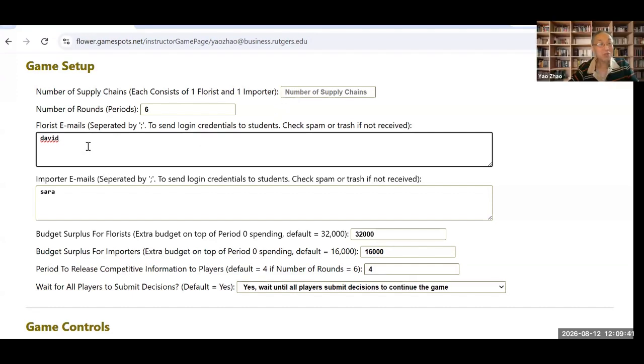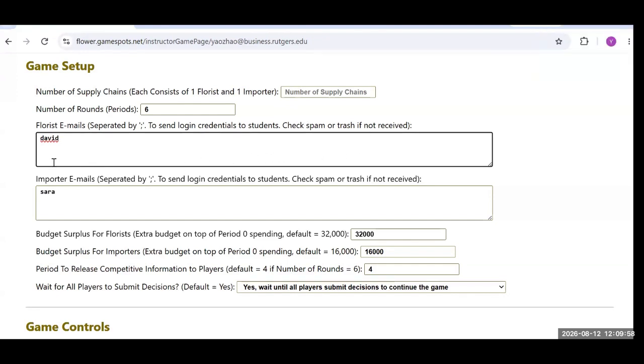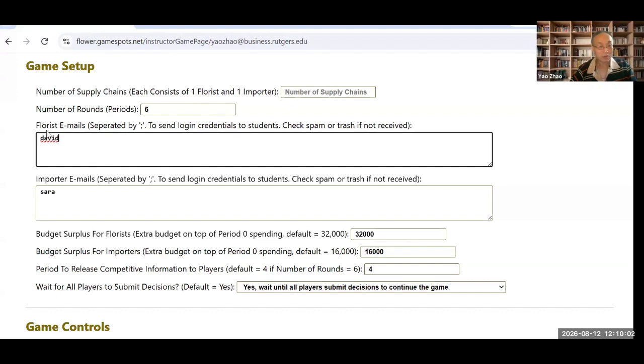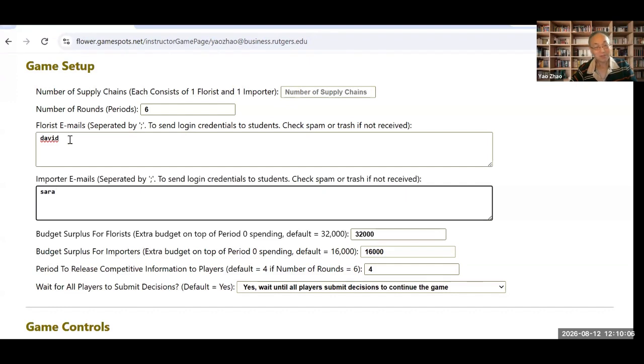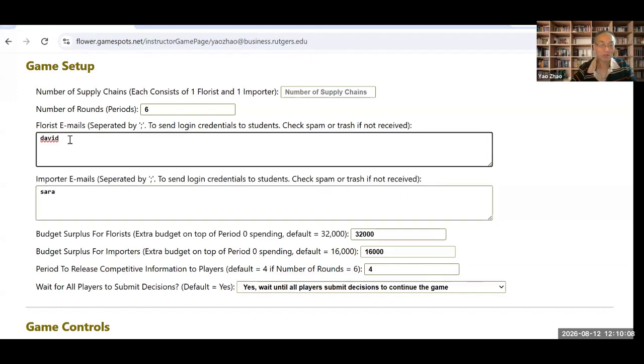Yeah, because in each supply chain, you need the customer and the supplier, right? So you need an even number of student teams. Half of the student teams will play importers, half of the student teams will play the florist. And the sequence determines who supplies whom. The first florist will be the customer of the first importer, and the second florist will be the customer of the second importer. That's it.